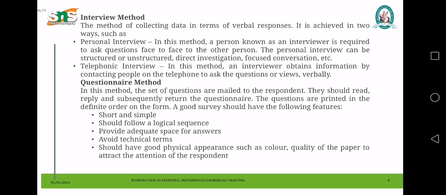Questionnaire method. In this method, a set of questions is mailed to the respondent. They should read, reply, and subsequently return the questionnaire. The questions are printed in a definite order on the form. A good survey should have the following features: short and simple, should follow a logical sequence, provide adequate space for answers, avoid technical terms, should have good physical appearance such as color and quality of the paper to attract the attention of the respondent.